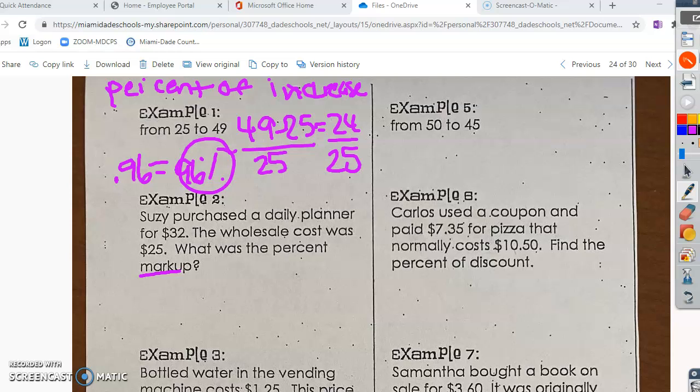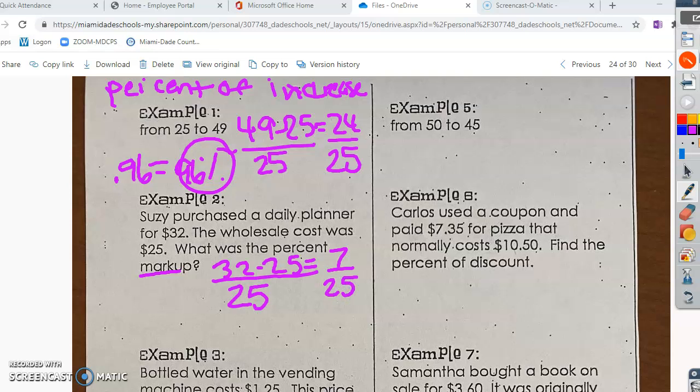So the same thing, we're going to go ahead and begin by subtracting. So we're going to find the difference between 32 and 25. And then the original amount before that planner was increased for the store to make money was $25. So your original amount here is 25. So 32 minus 25 is 7. And then your denominator is 25.